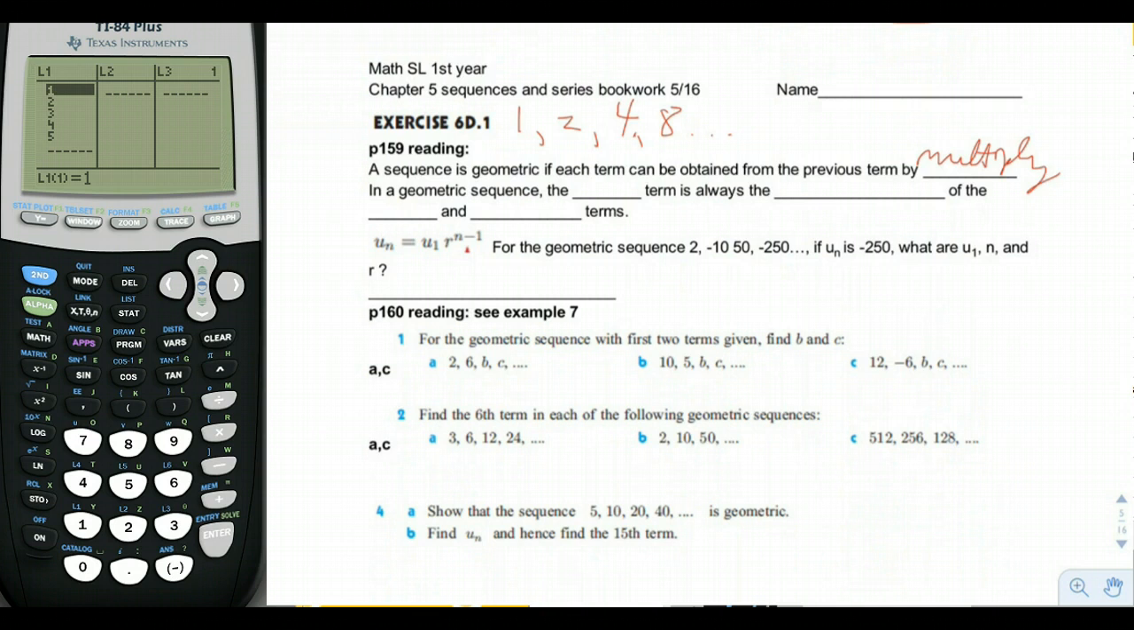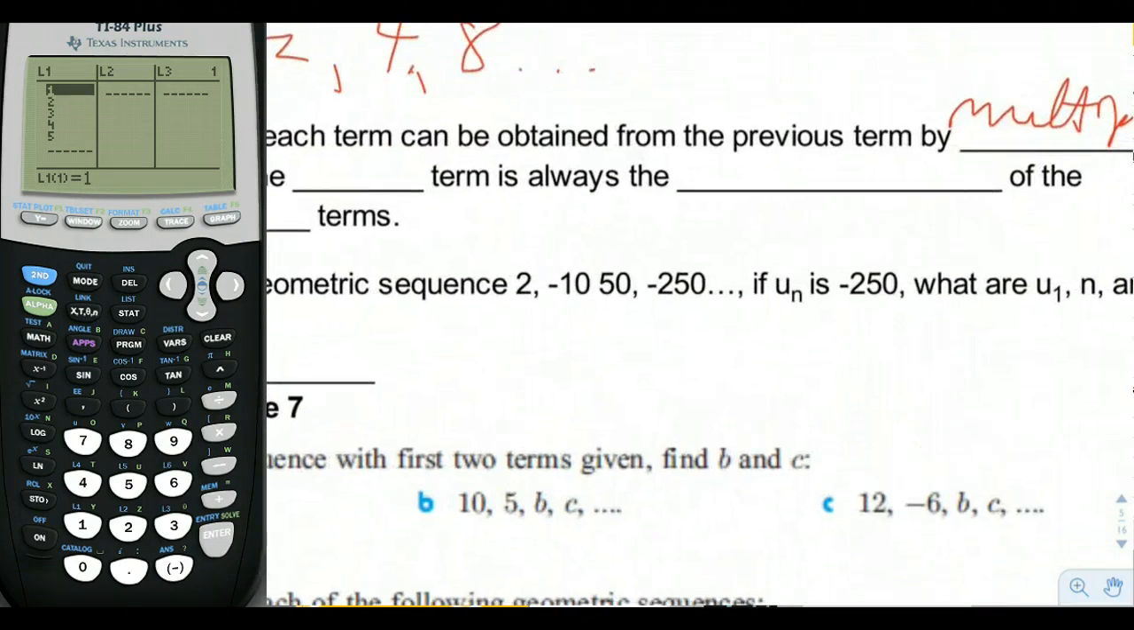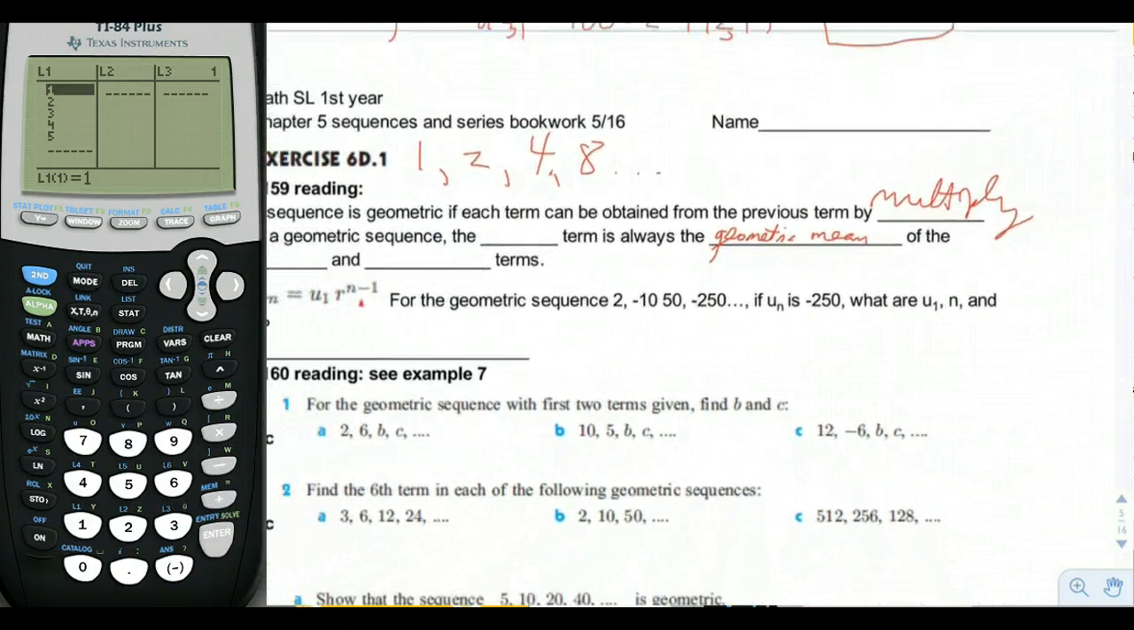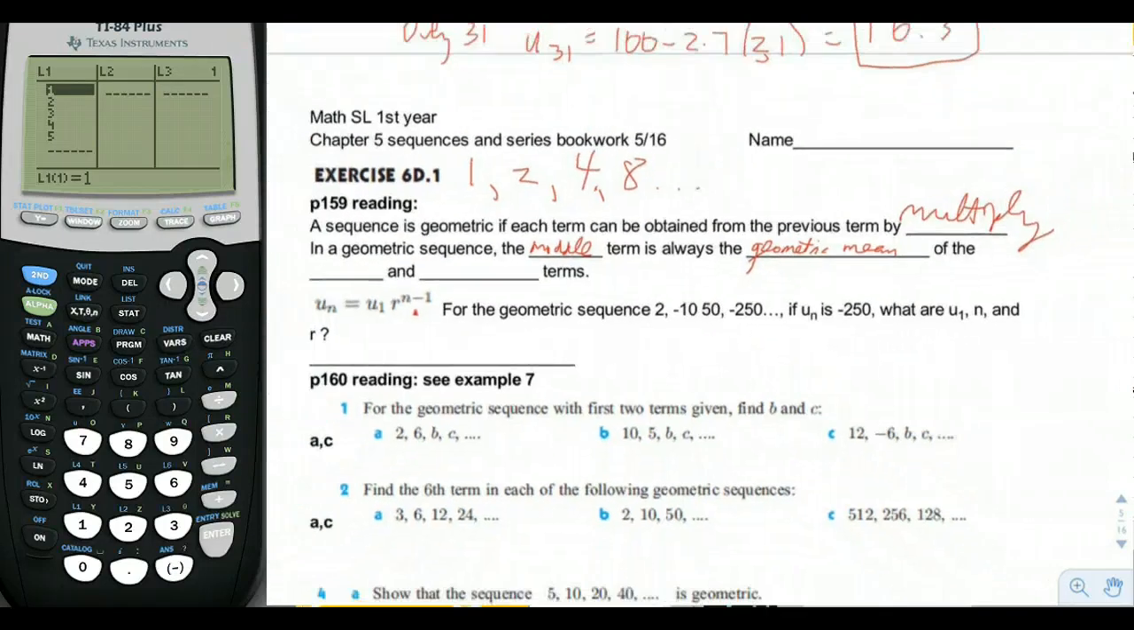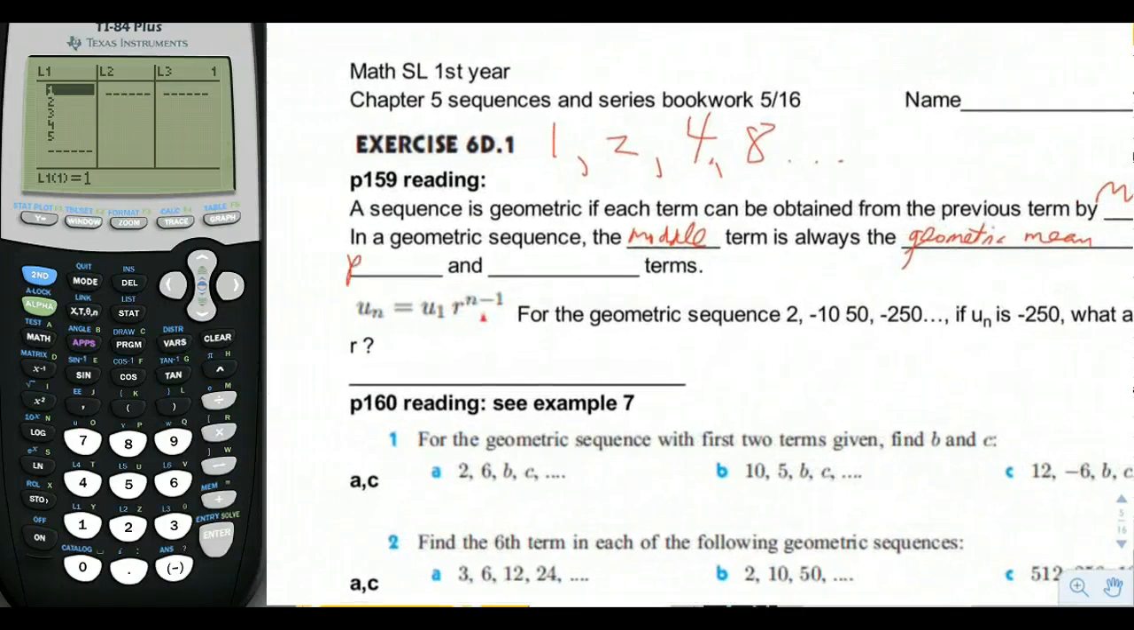Now this you have to get out of the book. No one's ever going to guess this. Basically the word geometric sequence comes from the geometric mean. So before we said in an arithmetic sequence, the middle term is the arithmetic mean of the previous term and the next term. In a geometric sequence, the middle term is always the geometric mean of the previous and next terms.